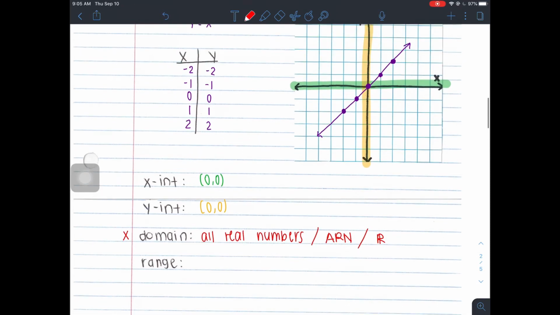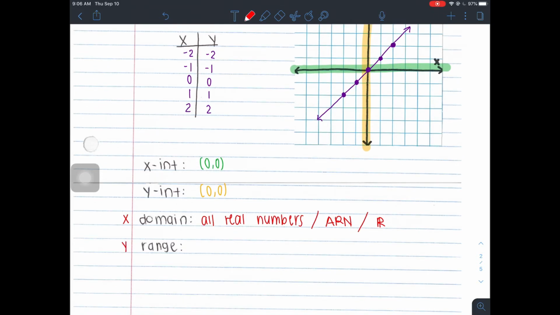So what does all real numbers mean again? It means that for any possible number on the number line, it's going to go through it. Because domain is associated with the x variable, I want to look at the x-axis. The x-axis goes left to right. This purple graph is going to hit every single number to its left and to its right. Every number that's possible. So, all real numbers.